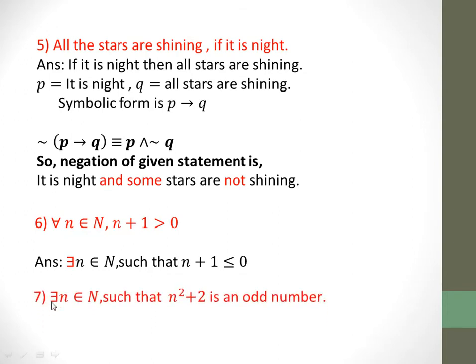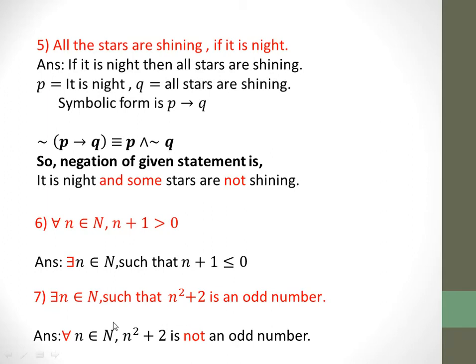Now next one: there exists n belongs to N such that n square plus 2 is an odd number. Again, this is a quantified statement. So the answer is: for all n belongs to N, n square plus 2 is not an odd number. "Is an odd number" becomes "is not an odd number."